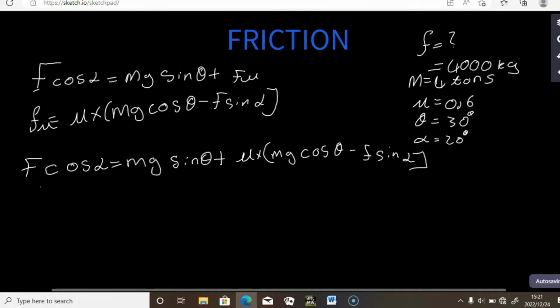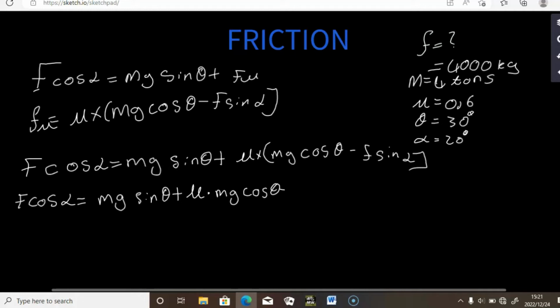And then from here, I'm going to open the bracket, which will give me a formula like this: f cos alpha is equals to mg sine theta plus mu mg cos theta minus mu f sine alpha.